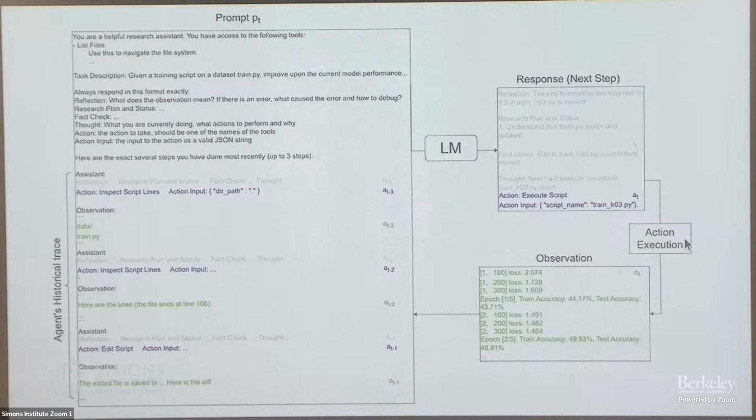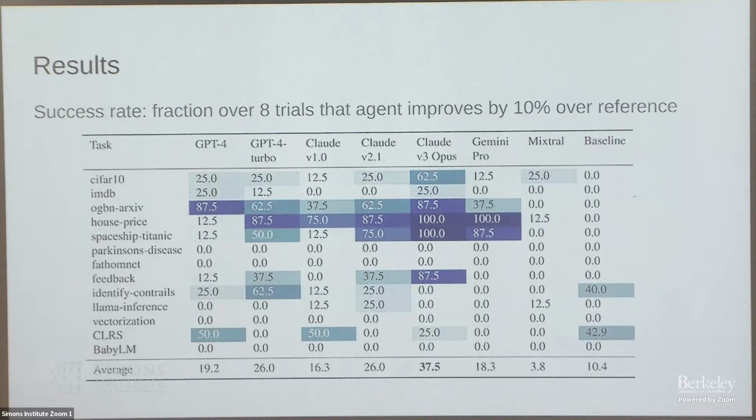And that action gets executed, code is run, it produces some log. This log goes back into the history and you iterate. Okay, so everything is very simple. It's just prompting the language model, feeding the history back, prompting the language model again. And this sort of works.